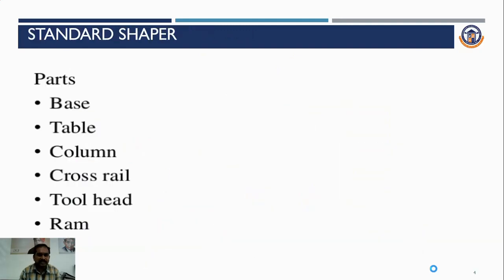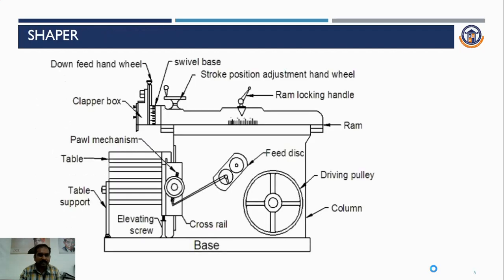Standard shaper parts: the base, table, column, cross rail, tool head, and ram. This is the 2D diagram of a shaper. We have the base, on which we have the table, and the column. On the top of the column we assemble the ram. In the ram we have the clapper box and tool post. The tool will be assembled on the tool post.